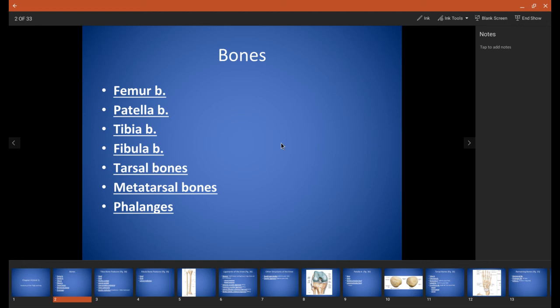Tarsal bones, there are 7 tarsal bones, and if you'll recall from terminology, tarsal is going to mean the ankle region. Metatarsal bones are going to be the bones in the middle of the foot, so metatarsal in between the tarsals and the phalanges, which are the toes.